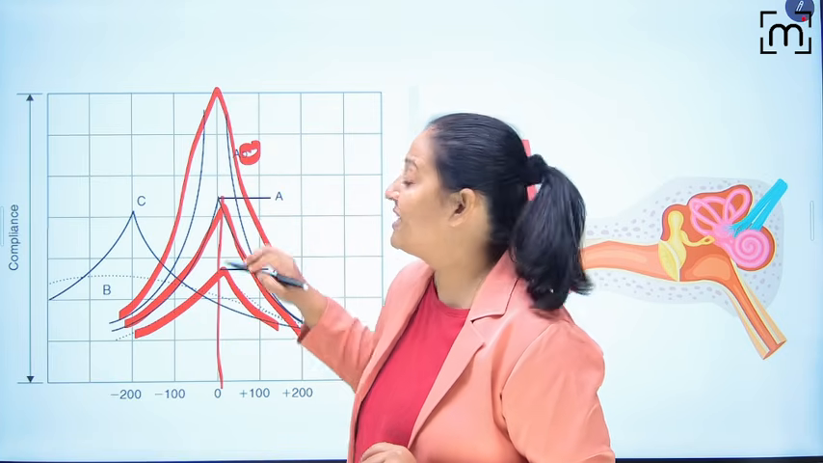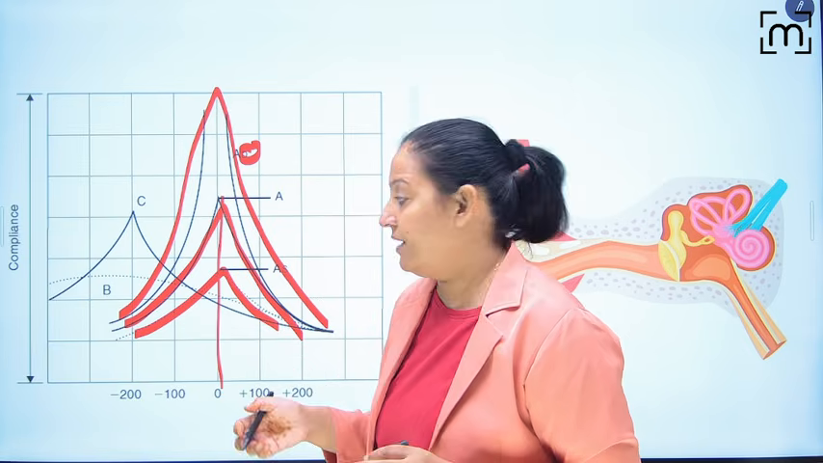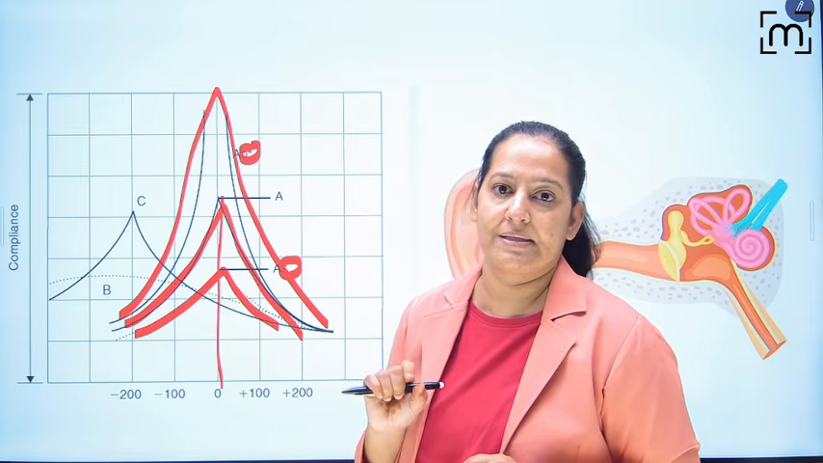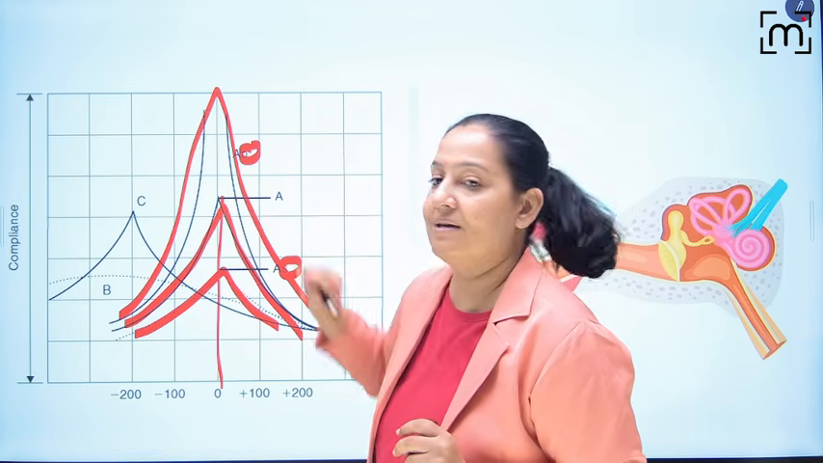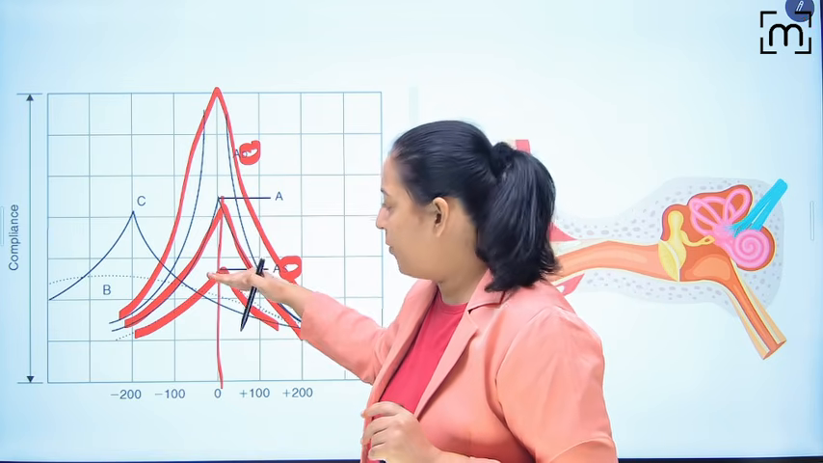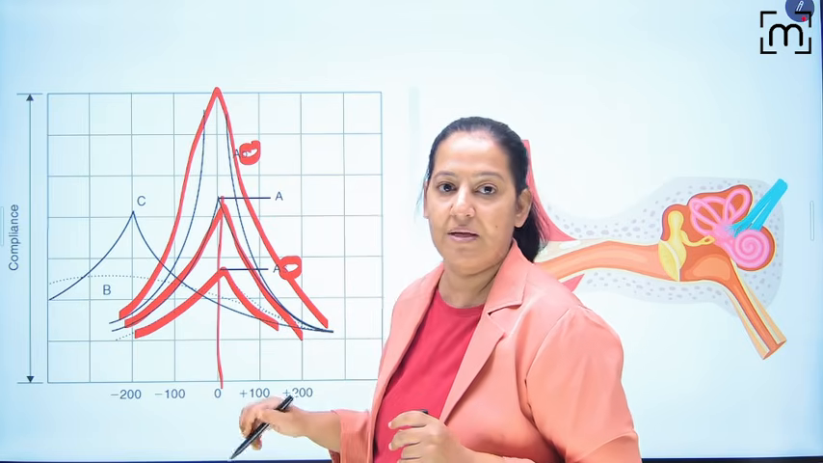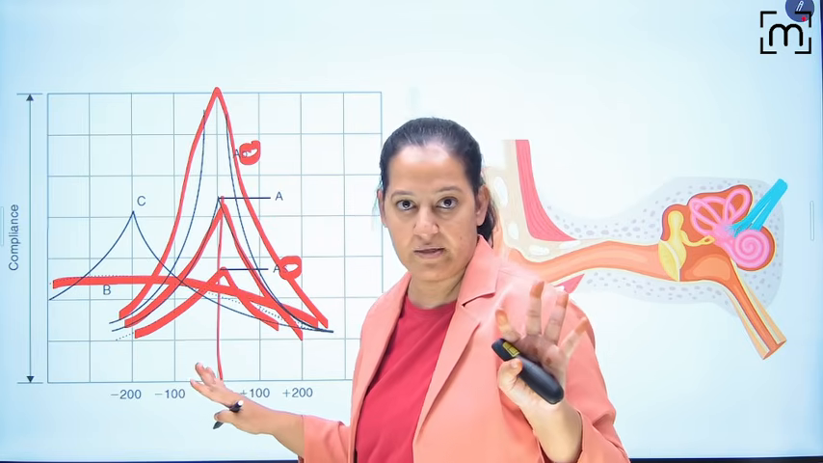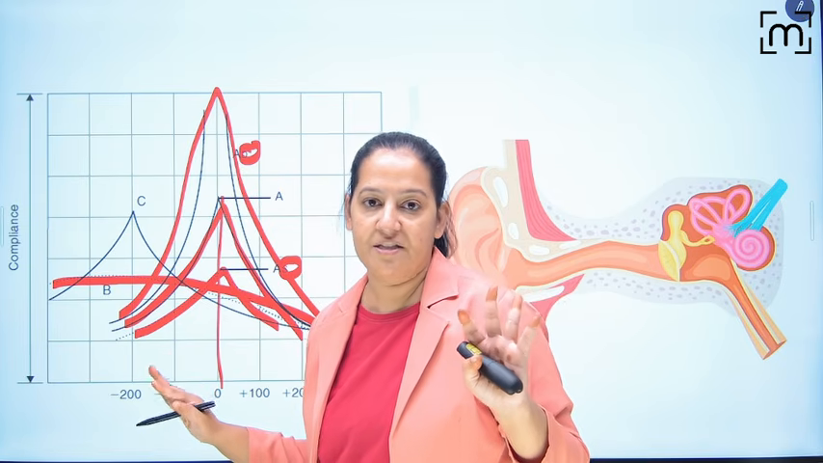D for ossicular dislocation. This one is AS, S for sclerosis. It is otosclerosis, so ossicle fixation, ossicle dislocation. This is low peak, low compliance; high peak, high compliance. Apart from that, we have B, which is flat or dome shape. No effect of pressure on the compliance of the tympanic membrane.